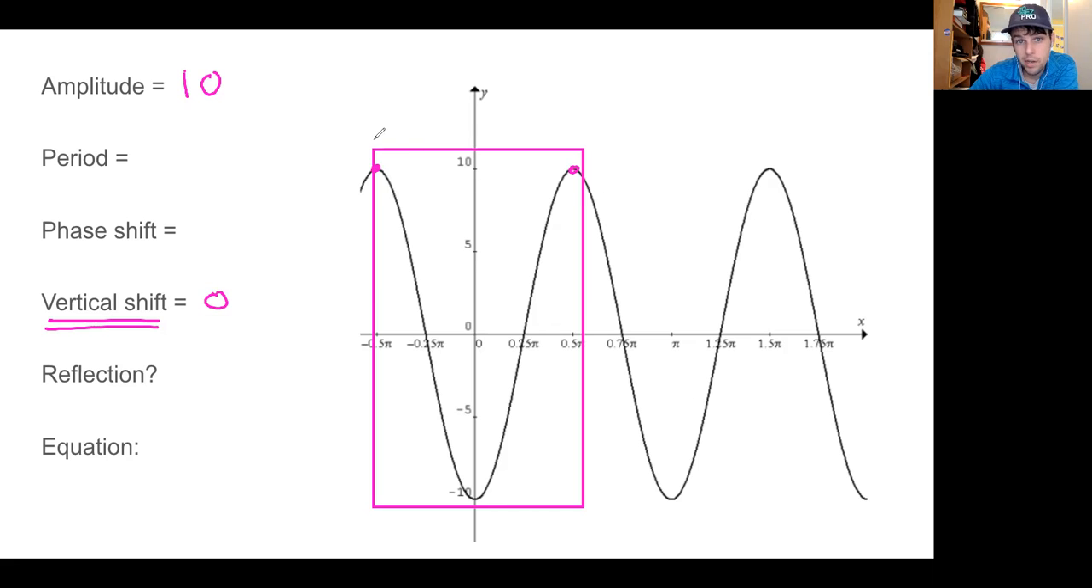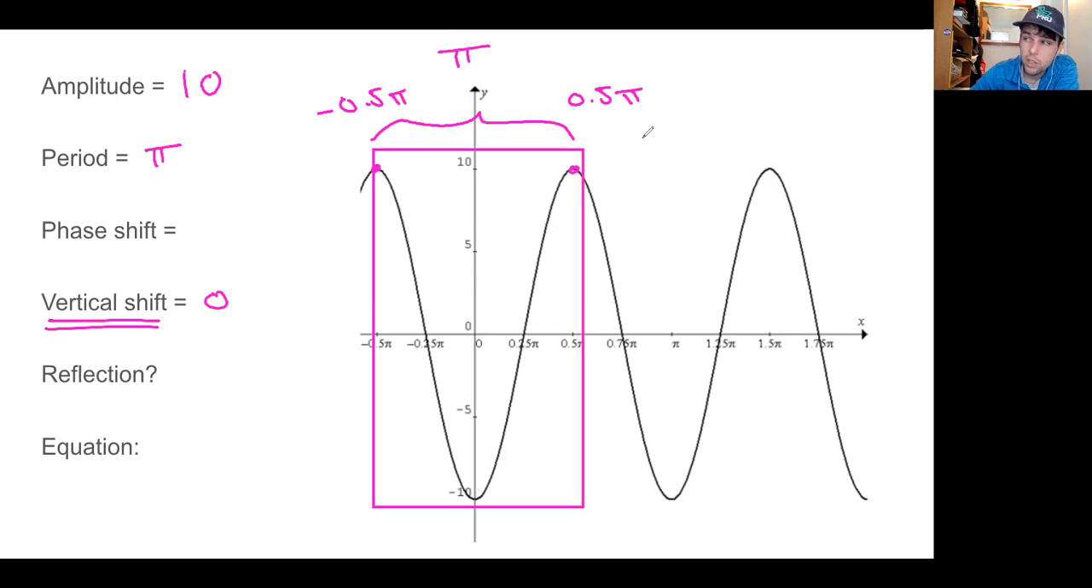Period. What is the period? What is the length of this cycle? So here we're going from -0.5 pi, or half of pi, all the way over to 0.5 pi, half of pi. This one's not too hard. Hopefully you can see that this is an increment of 1 pi. Half plus half is 1 pi.